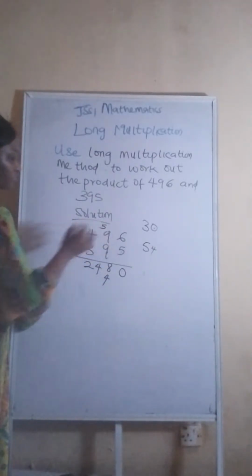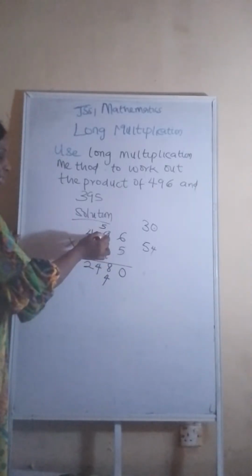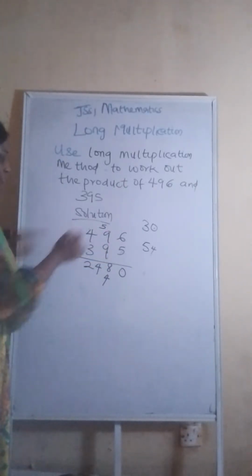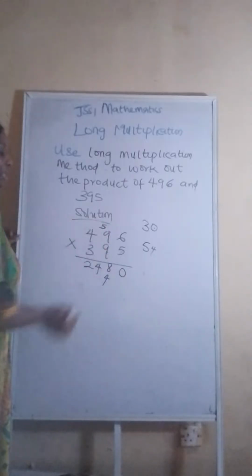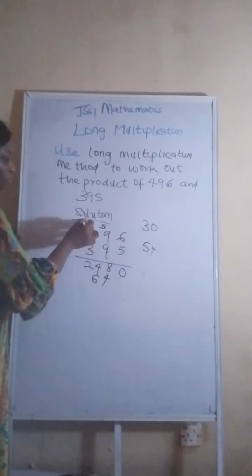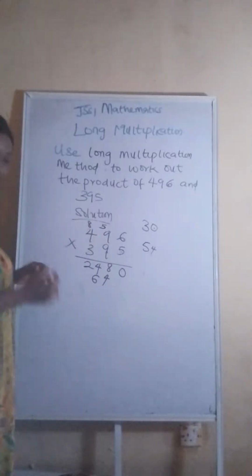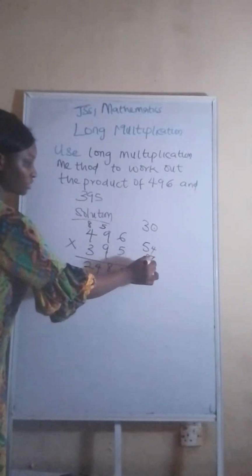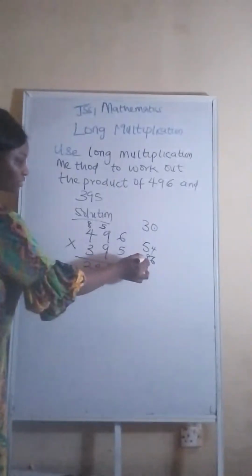Then you carry your 5. Okay? 9 times 9 is what? 81. Good. 81 plus 5 is what? 86. Good. So now write the 6 and what? Carry your 8. You know it's 86. I told you, you are going to write this one at the back, which is 6, and you're going to raise this one, 8 here.